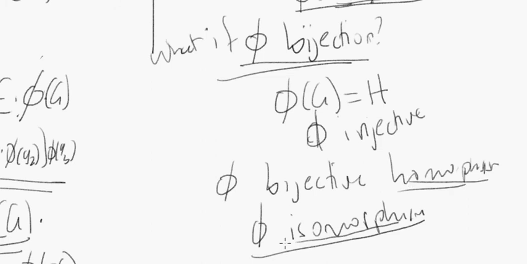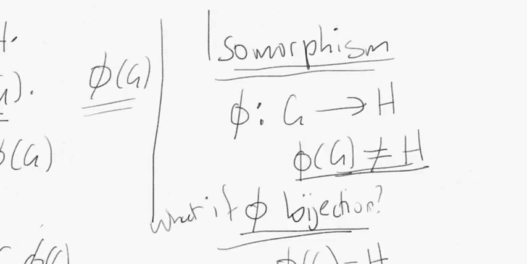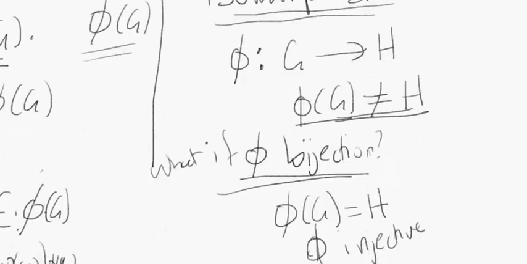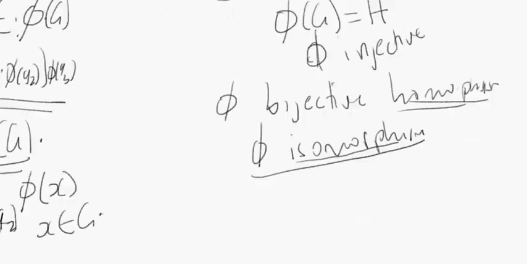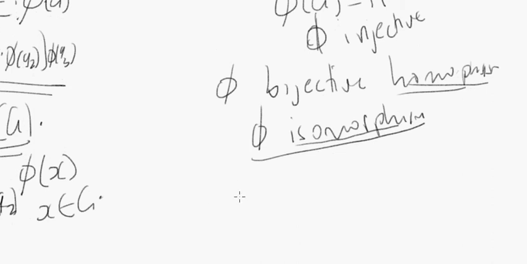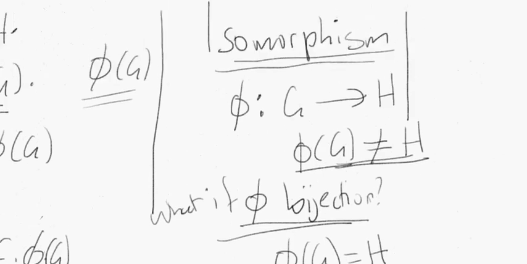And why is this important? If a homomorphism is bijective, then it means that this group and this group are in a sense the same. So if you have one group and you have another group, and you're wondering, are they really the same? They may look different, right?